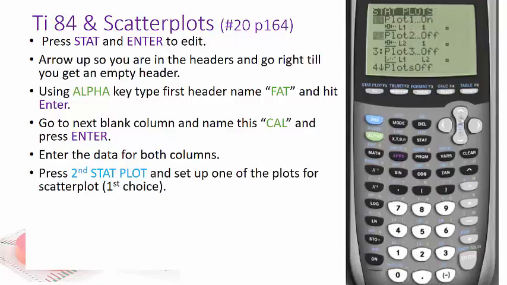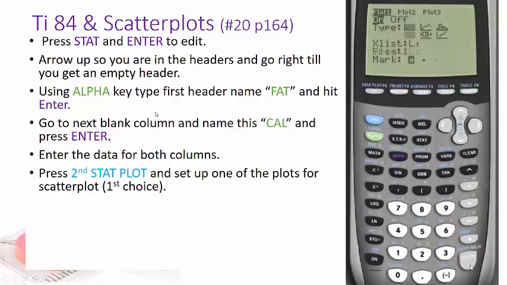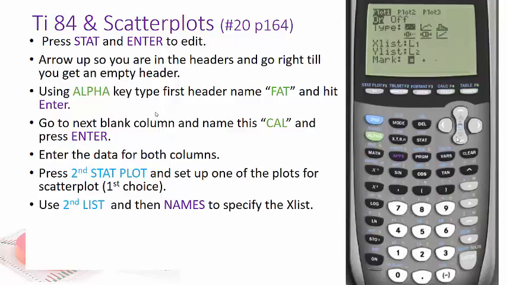Now you hit second stat plot and set up one of the plots for Scatterplot, which is your first choice right there. Hit enter. And then we can come down and use second list to actually change the name so we don't have to remember L1. So it's second and list. There we go. And you scroll down and you can see calories, which is the name we entered. So that's sometimes handy. And then you can do the same thing for Y list. Scroll down and now we'll put fat. So the explanatory variable is calories and the Y list is fat. In this case, we could have really gone the other way around, but it'll work well enough for this example.